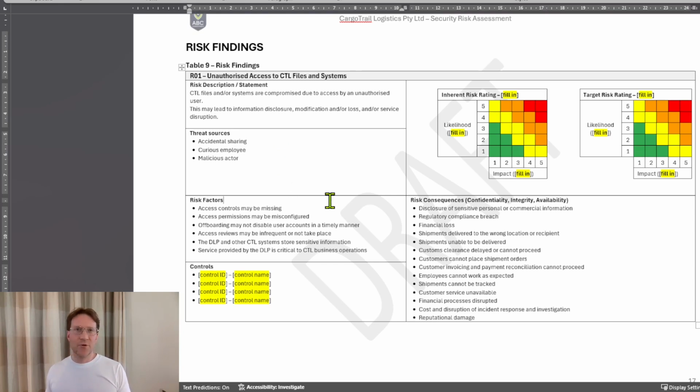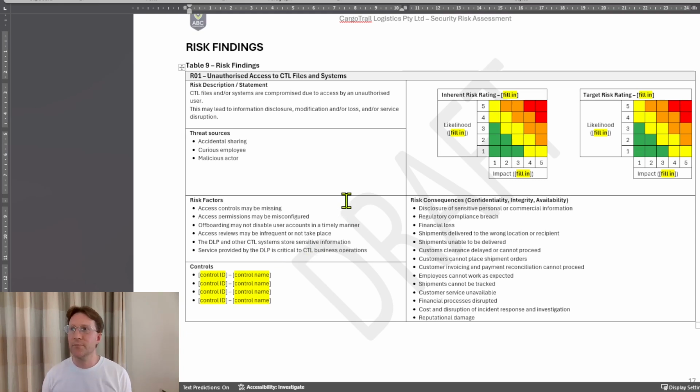We then have our risk factors, which are our weaknesses or vulnerabilities contributing to the risk. From my experience, some clients want you to already know what the risk factors are. They have to be real. In this case, I have provided a mix of some that we're aware about and some that are theoretical, because we don't know if access controls are missing or if they're misconfigured. We don't know if they do offboarding properly or not. We don't know if they do access reviews at all, let alone frequently enough or not. But we do know that there's sensitive information in the system. We do know that the DLP is critical to CTL business operations.